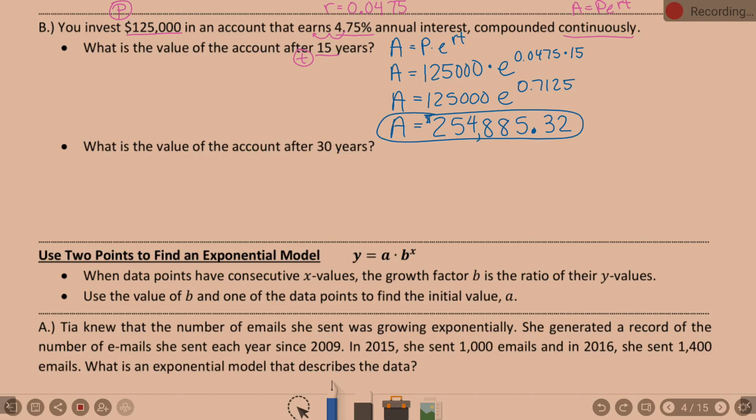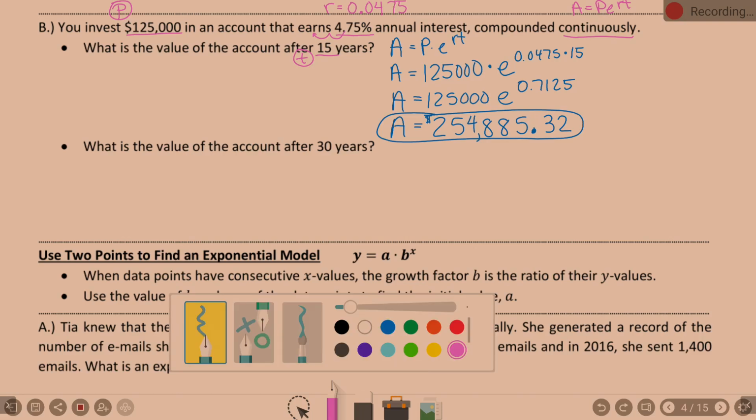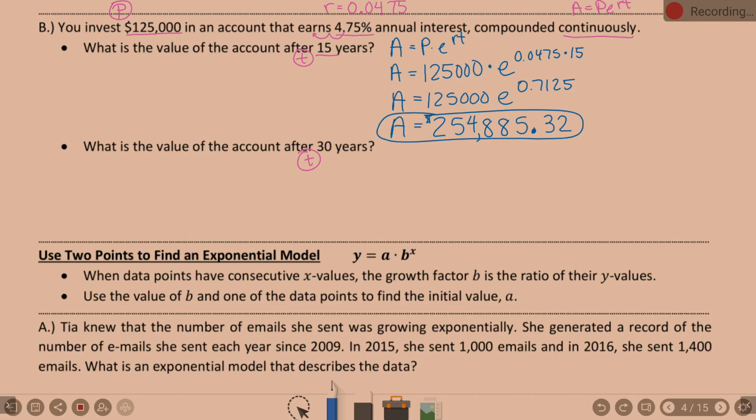What changes on the second part? 30 years instead of 15. Now's a good time to play around with the calculator, right? If you want to see, could I enter it this way? Could I do it this way? Now's a good time to figure that out. Well, you have an answer to check against, right?